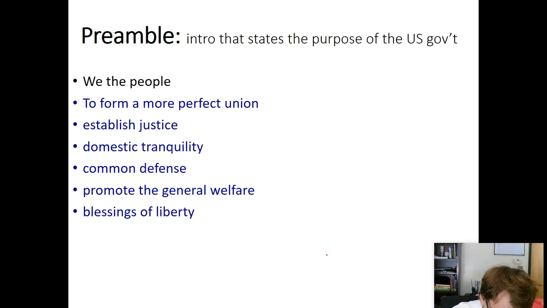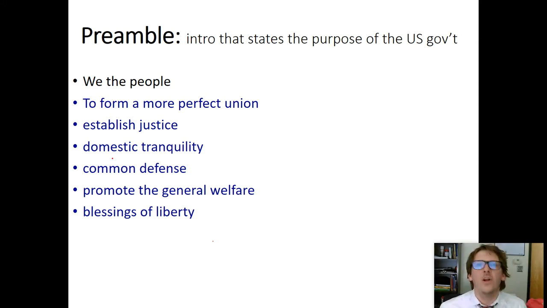Well, let's translate it, and we've got plenty of time. Awesome. Thanks for joining me here today, guys. Let's go into this. So again, the preamble is the intro to our Constitution, and it states the purpose of the government and why we created the government. We the people want the government to do these following things every single day, 365, 24/7. This is why we created the government, and this is what we expect.